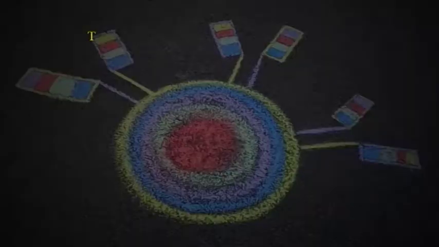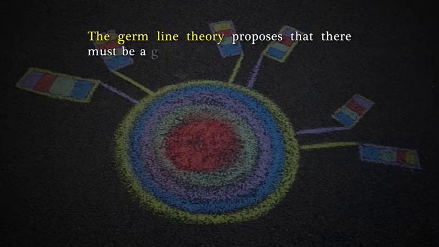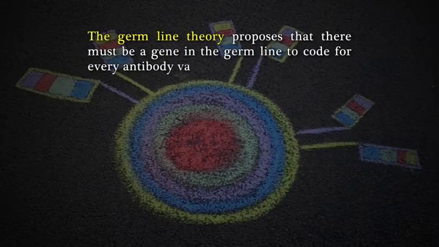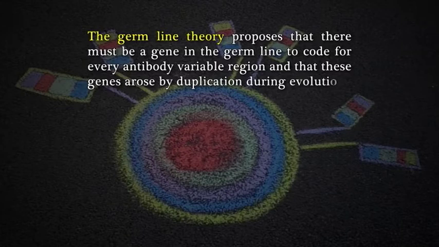Over the years, many theories have been proposed to explain the range of epitopes recognized by antibodies. Two particular theories received the most attention and have been given greatest credence. The germline theory proposes that there must be a gene in the germline to code for every antibody variable region and that these genes arose by duplication during evolution.